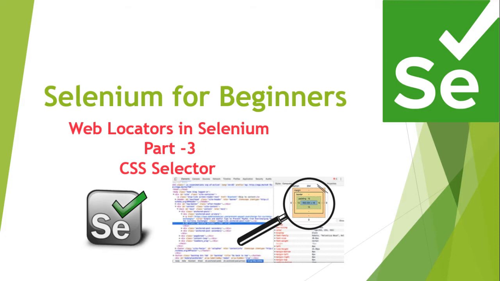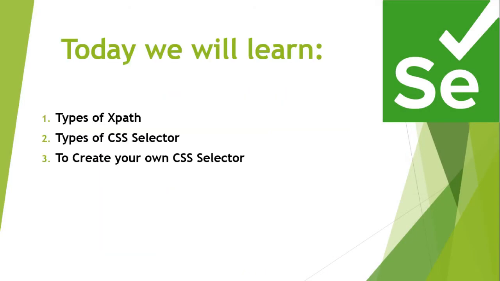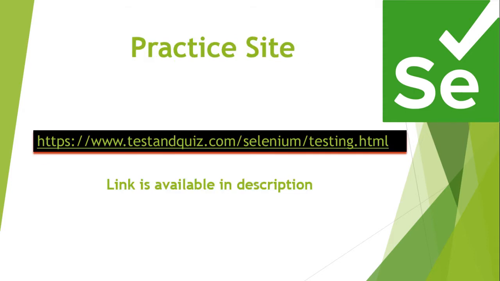Today we are going to see part 3 of web locators in Selenium, in which we are going to see the CSS selector part. So in this video we are going to learn types of XPath, then types of CSS selector, and then we'll learn how to create your own CSS selector. For that we'll use the practice site www.testandquiz.com. I have shared the link in the description, you can copy it from there.